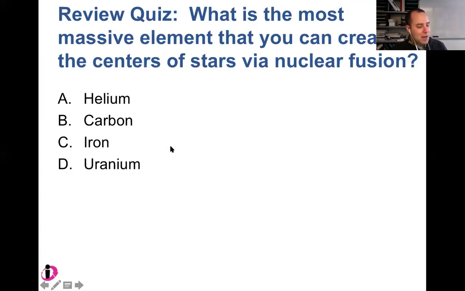We learned last time that the most massive element that can be created in the centers of stars via nuclear fusion is in fact iron. Carbon is the end for the sun, but more massive stars than the sun will be able to burn carbon and subsequent elements. But nobody can burn heavier than iron, at least not in the centers of stars via nuclear fusion.